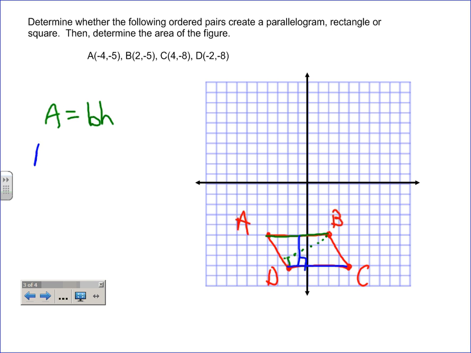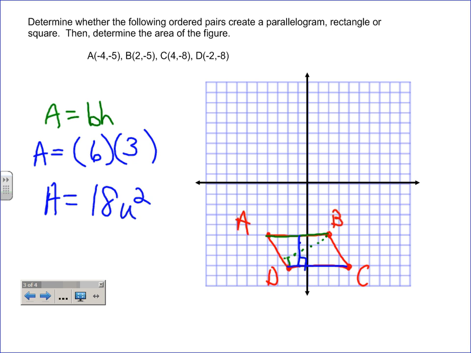And if you do that, height's probably pretty simple. It's what, 1, 2, 3? And the base is 1, 2, 3, 4, 5, 6. And so the area is 18. Well, do we know if that's inch paper or centimeter paper or anything like that? We don't. And so for now, we'll just put units squared, or U squared is fine. Once somebody tells us what kind of paper we had, then we can get more accurate. Any questions?